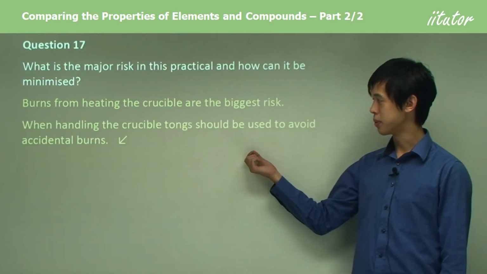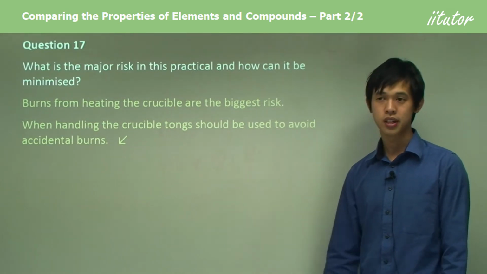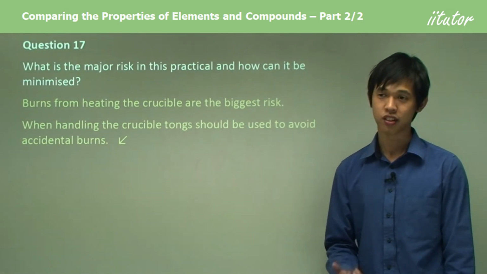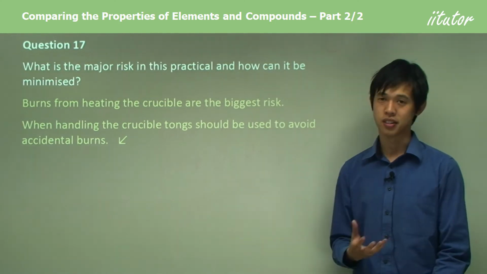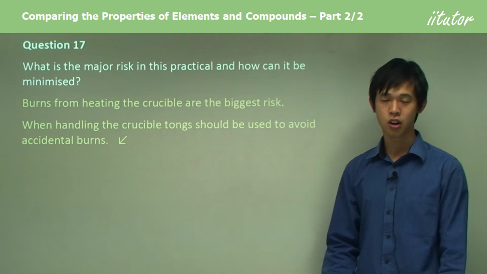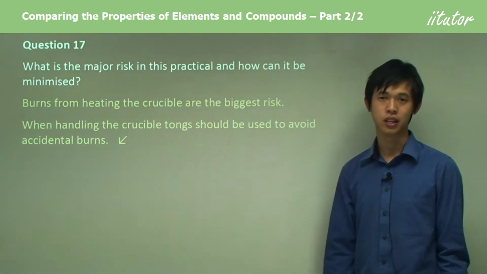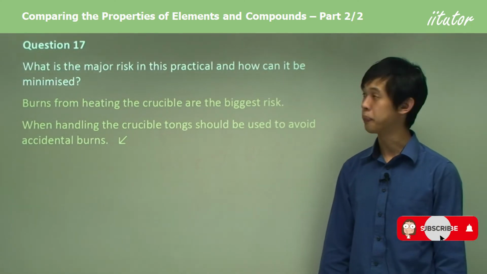So when handling the crucible, tongs should be used just to keep your hands away from the heat, to avoid accidental burns, and also letting the thing cool properly, not just being impatient and grabbing it, because that's a recipe for disaster. So that's how we minimize the risk. Tongs, and just ensure that we let things cool normally. We don't try to rush anything, because that's how accidents happen.